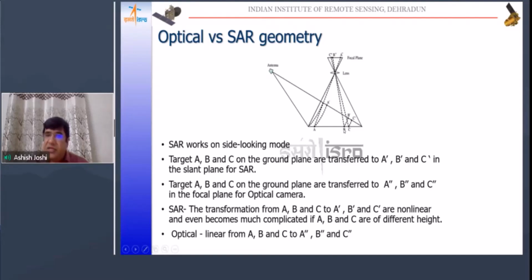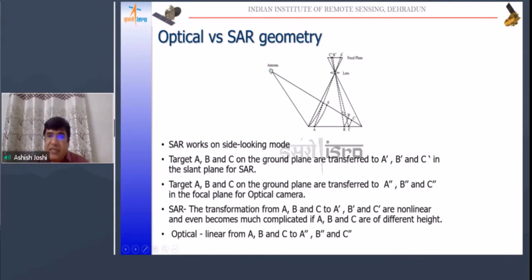We are using the collinearity equations in our optical sensor, so there is linearity between the imaging plane and the ground, but here there is non-linearity. So in the optical case, A, B and C map linearly to A double dash, B double dash and C double dash. Here the non-linear concept is there, and in the optical the linear concept is there.